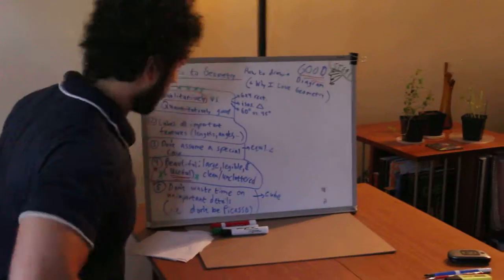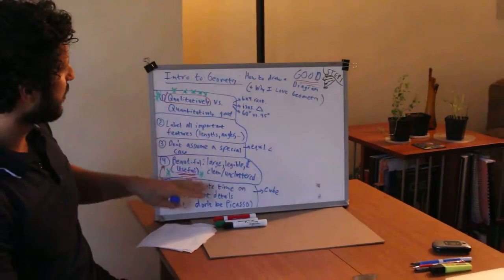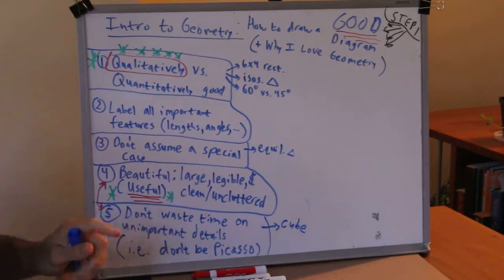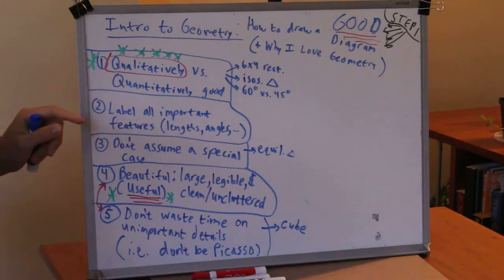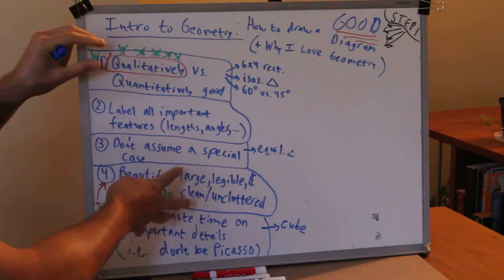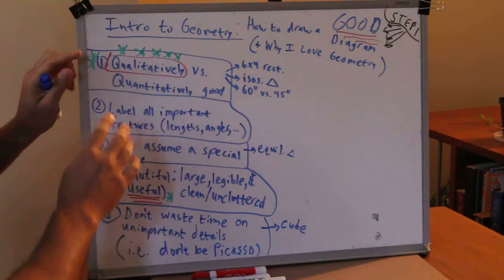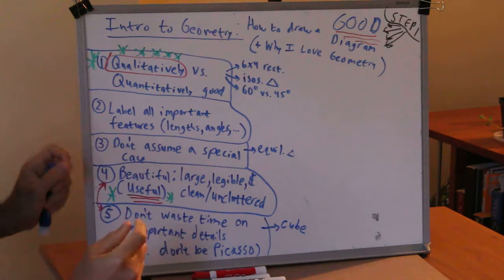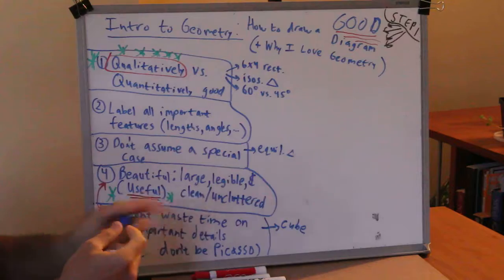Alright, so we're going to go through what makes a great diagram, and really I just have to say one point, which is the first one. It has to be qualitatively good, and all of these are kind of encapsulated in that first point. But let me jump to point number 4 really quickly. In one word, what makes a diagram good is that it's useful.